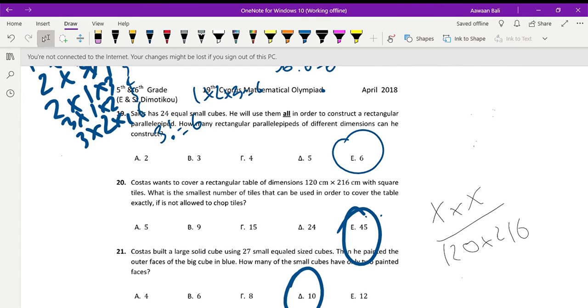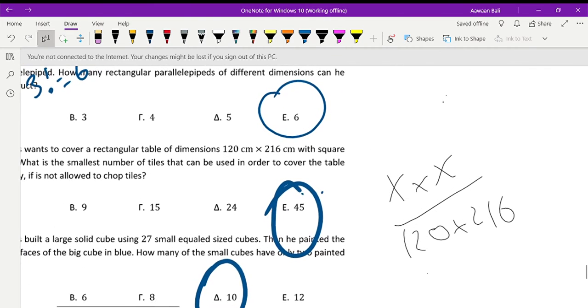Now to find how many tiles we need, we basically have to find the area of the whole table divided by the area of a tile. We already know 120 by 216, but we don't know the dimensions of the square tiles. So that's why we wrote x times x. It's a square number. If you're not allowed to chop tiles, we need a factor which divides both 120 and 216.